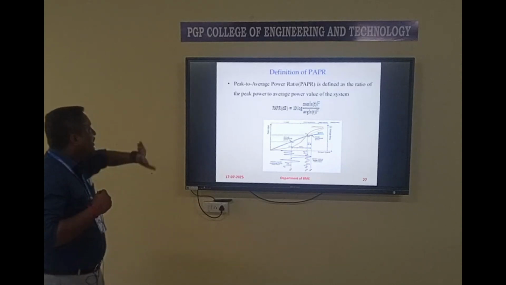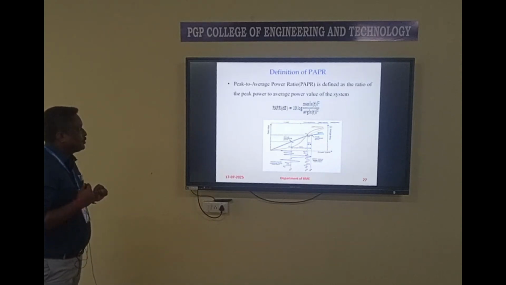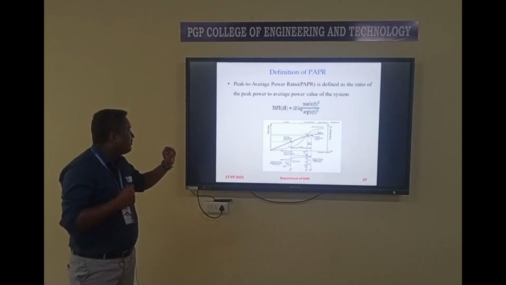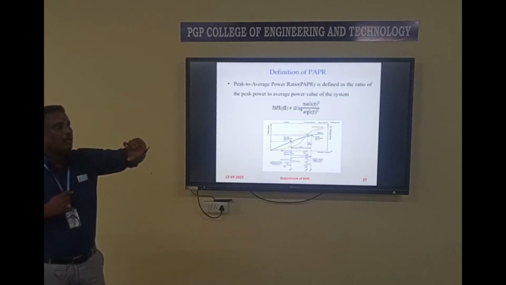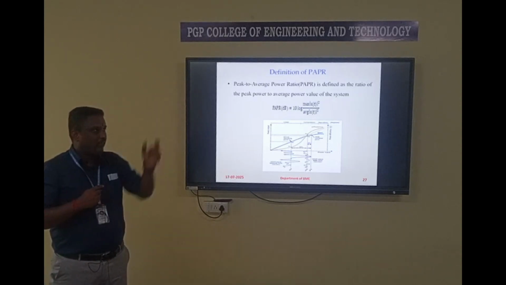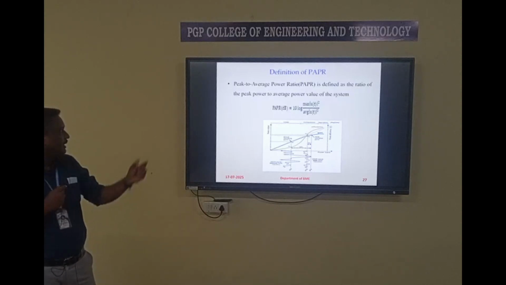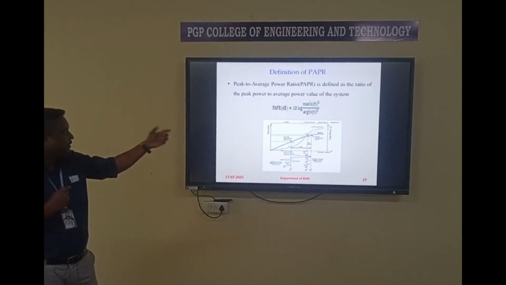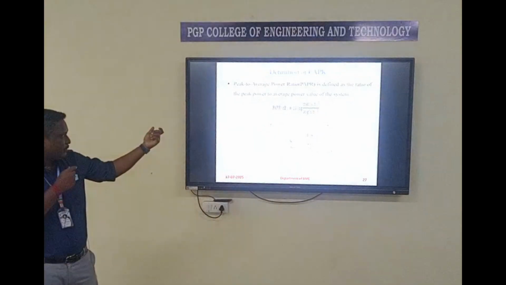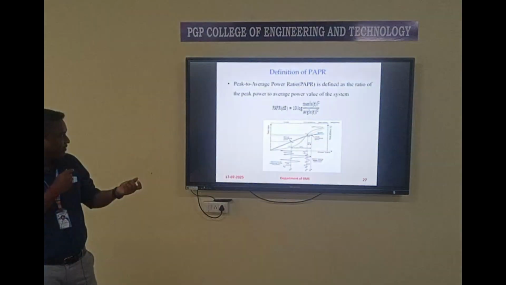So what is the definition of the peak to average power ratio? I already mentioned that it is the ratio of the peak level of the signal divided by the average power. That is, the peak power divided by the average value of the system. In terms of dB, it is 10 log base 10 of the maximum value of x of t, the input signal, divided by the average of x of t.